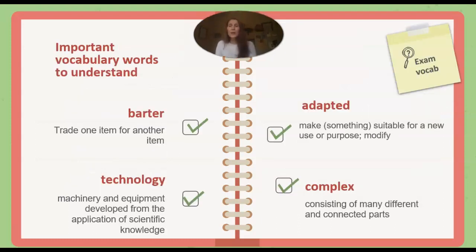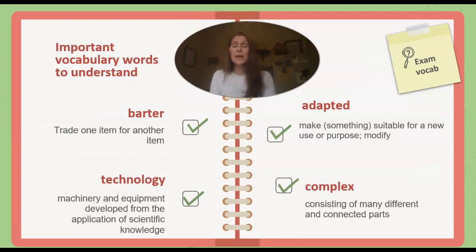So these are some important vocabulary words that you do need to know for your test, your assessment. So please make sure that you have a good understanding of these. Barter means to trade one item for another item. Technology is machinery and equipment developed from the application of scientific knowledge. So not always electronics, it's something that's developed to help something else.